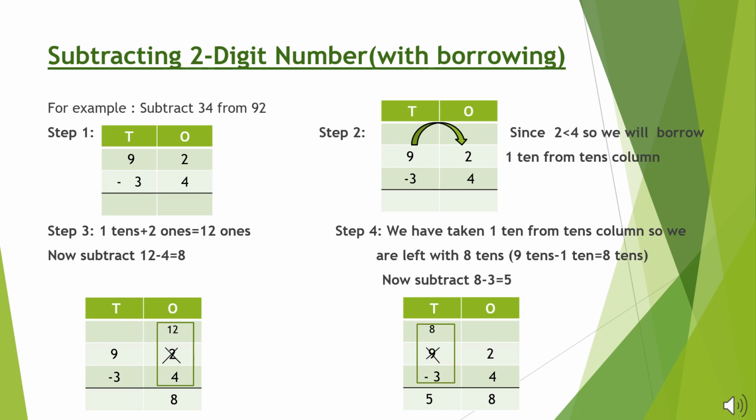Please note, children, that now we will be subtracting 3 from 8 and not 9. Now, we do the next subtraction. 8 minus 3 results in 5, which we will write in the tens column. So, the difference between 92 and 34 will be 58.